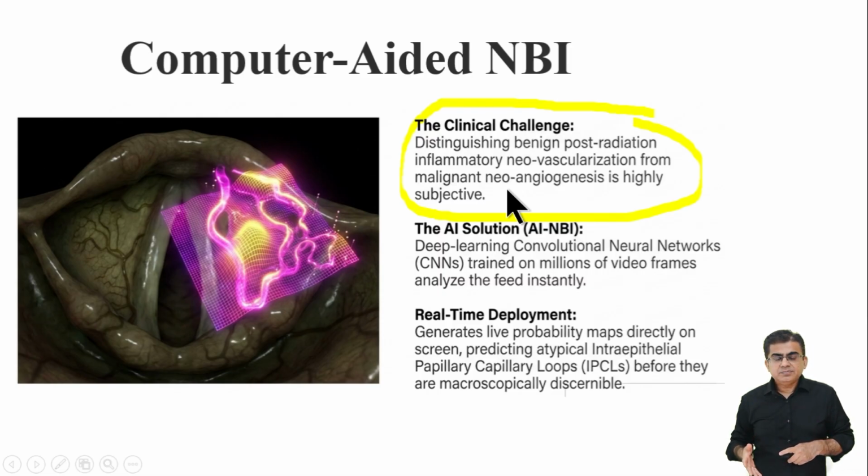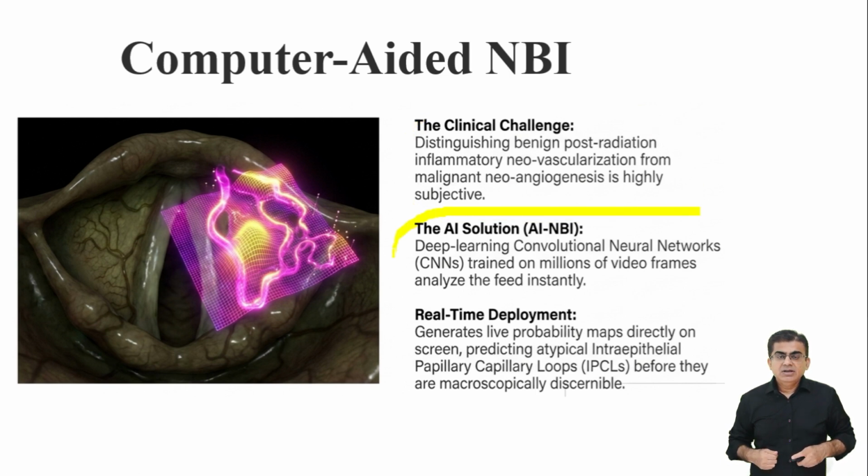blood vessels. We formally call these dangerous new vessels malignant neoangiogenesis. Now look at the AI solution to this. We are now actively using deep learning computer algorithms, specifically called convolutional neural networks or CNN. We teach these digital networks by feeding them millions of video frames of both normal and cancerous laryngeal tissue.